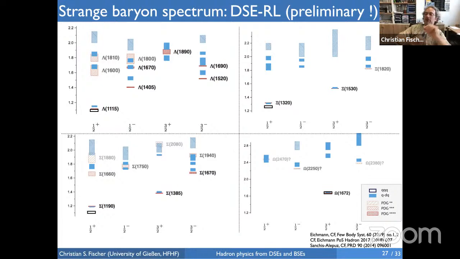Okay, so that was the light sector. Let's have a brief look at the strange baryon spectrum. Here we have the lambda light.